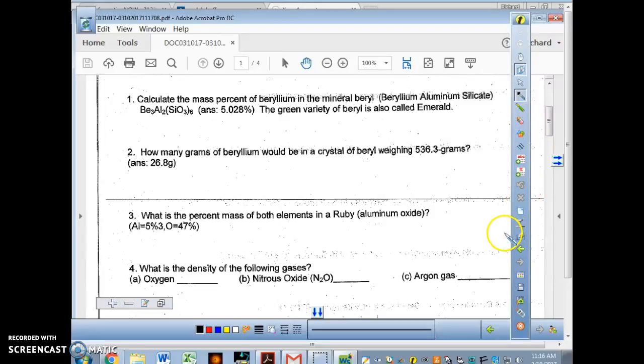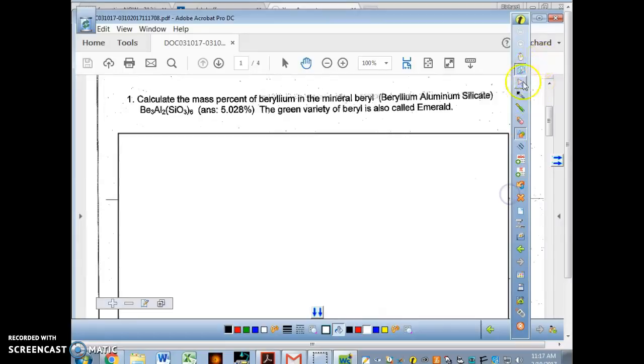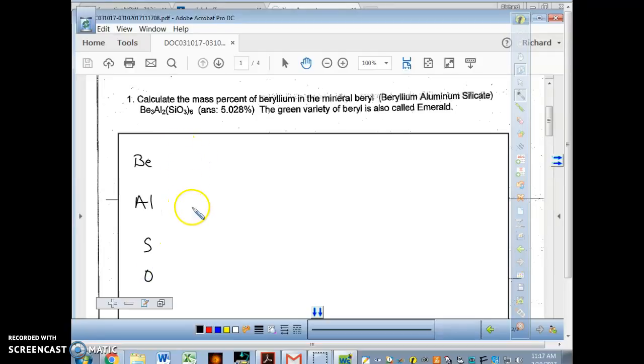So if we take a look at the various things that are going on here, we can see this first type of problem is a percent composition problem. They give you the formula for beryl, which is a beryllium aluminum silicate. So there's 4 different kinds of atoms there, and what they want to know is just the beryllium. We could do every element, but in this case what we're going to do is look up the molar mass of each of the elements.